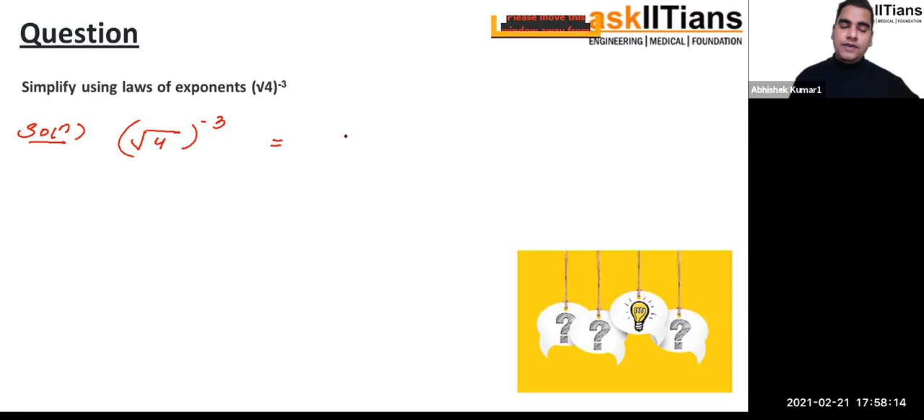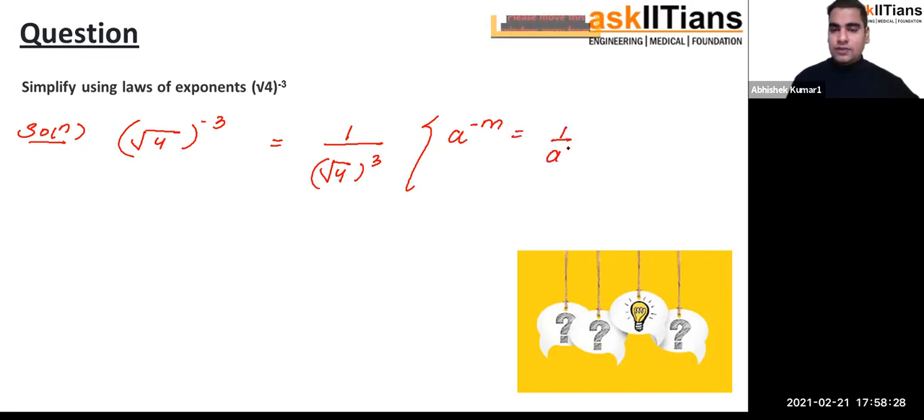That means you can say 1 upon square root of 4 raised to the power 3. Like we can say that, right or not? Because we know that a raised to the power minus m is the same as 1 upon a raised to the power m. This we studied in rules of exponent. Okay.